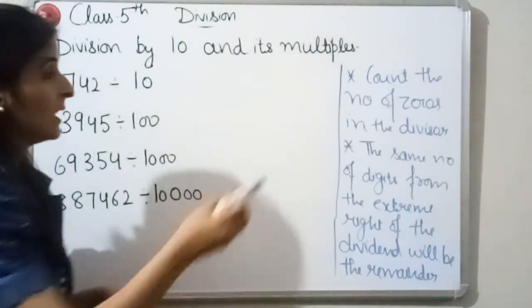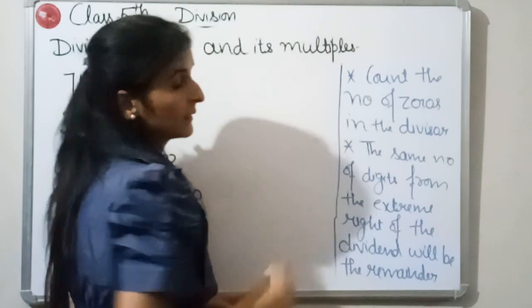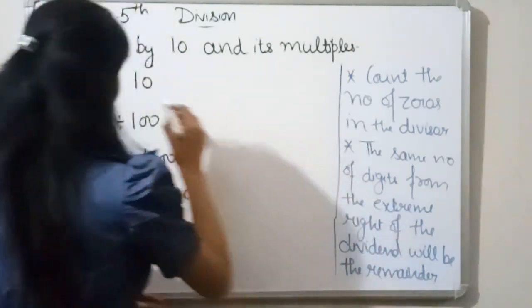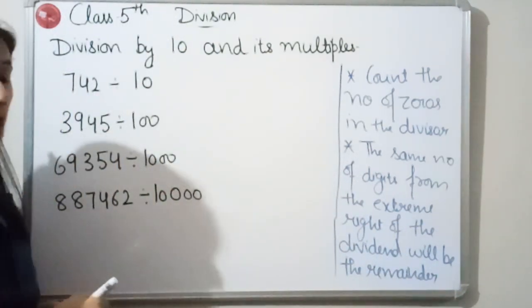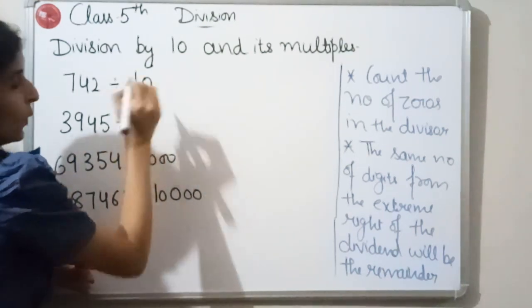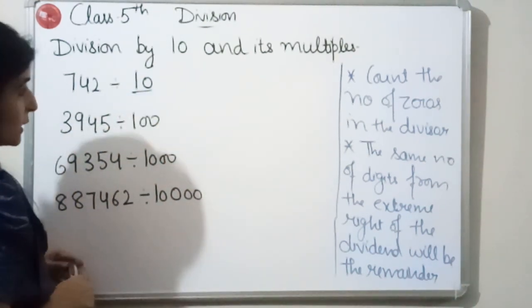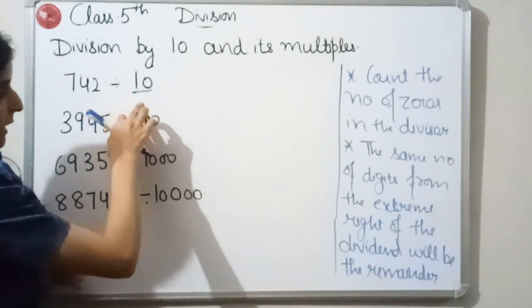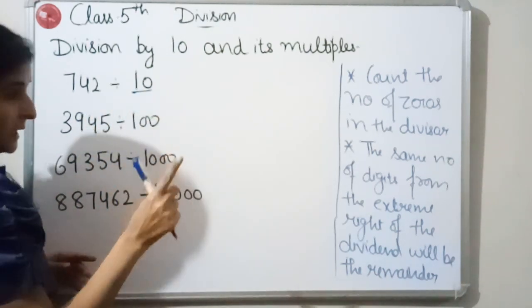First step is to count the number of zeros in the divisor. So what we have to do? Firstly we have to count the number of zeros in the divisor. Here the divisor is 10. So firstly we will count the number of zeros. What is the number of zeros here? Number of zeros is 1.